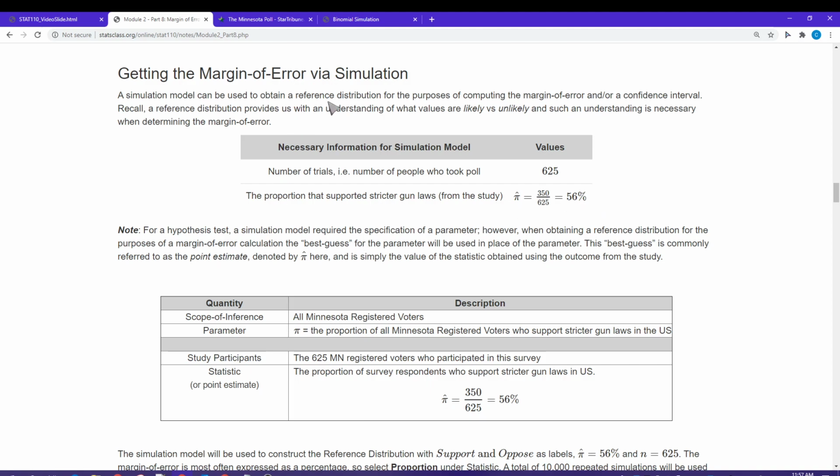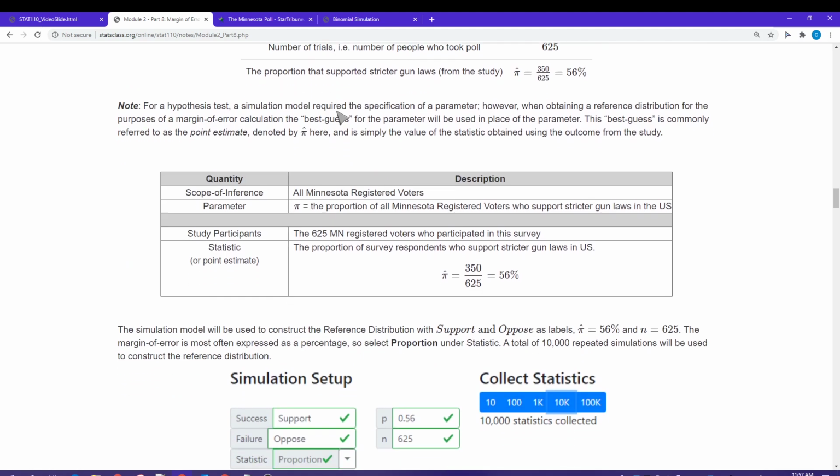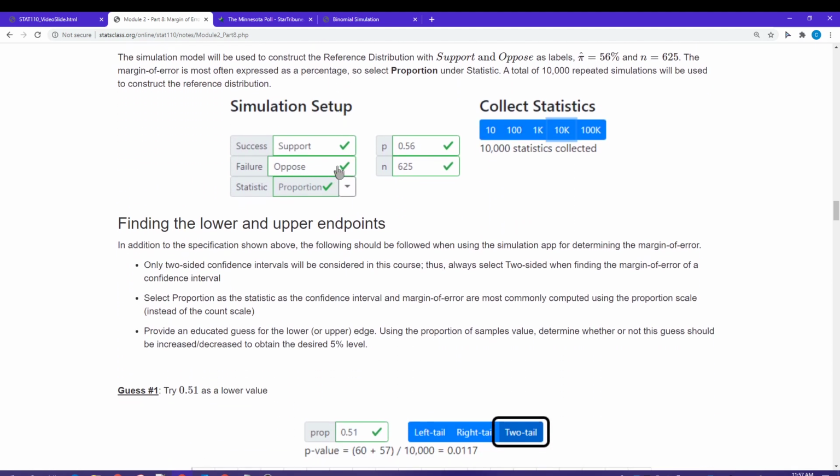So to set up the binomial simulation app, what I need to do is use that 56%, use the 625. My statistic now is going to be the proportion. So I'm not doing margin of error on counts, but I'm doing it on the percentage scale. So from the statistic, I'm going to be selecting the proportion. And then I'm going to use many, many repeated iterations for my reference distribution. In particular, I'm going to be using 10,000.